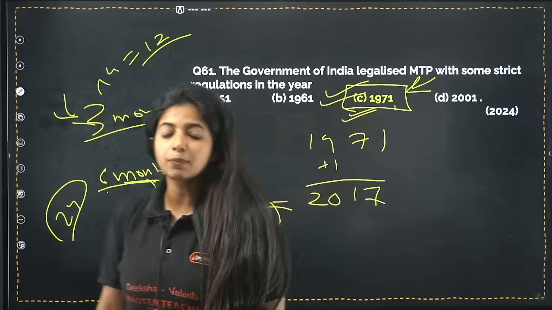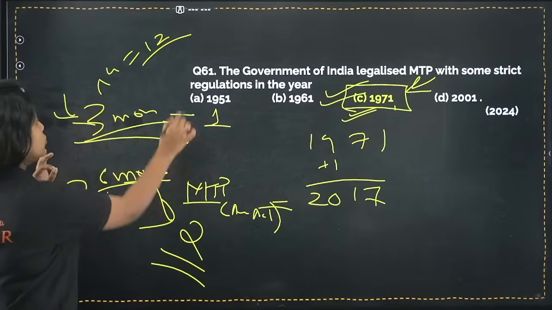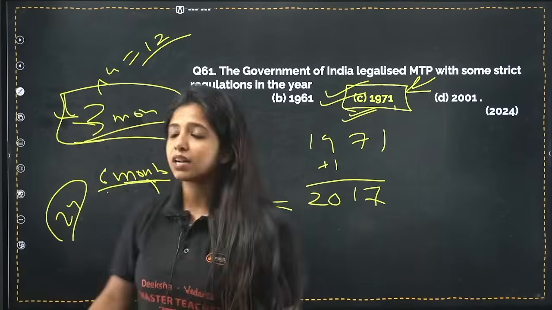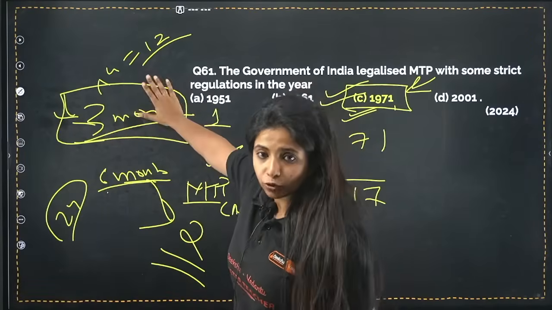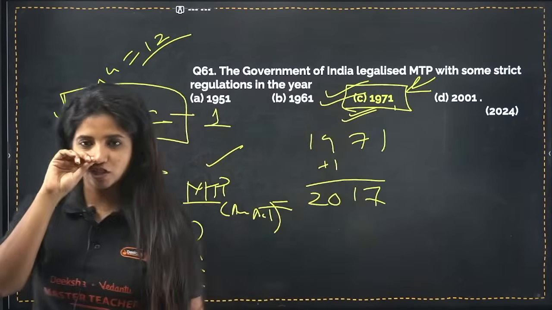If the question comes, up to what time is MTP safe? Only up to 3 months. Until what time can it be done? Up to 6 months. So it is safe only up to 3 months, but yes, you can do it until 6 months. That is the logic behind it.